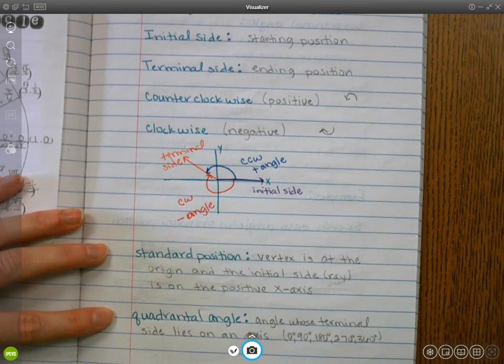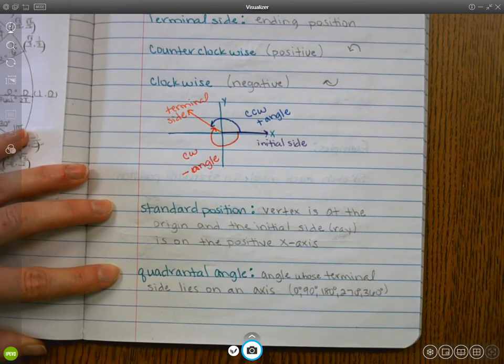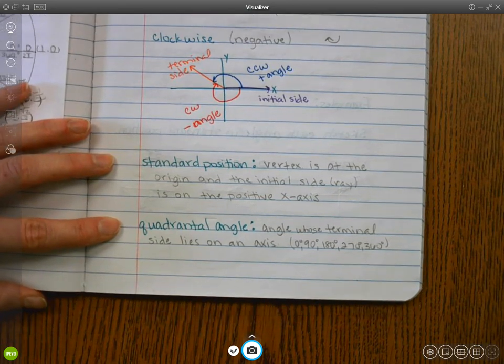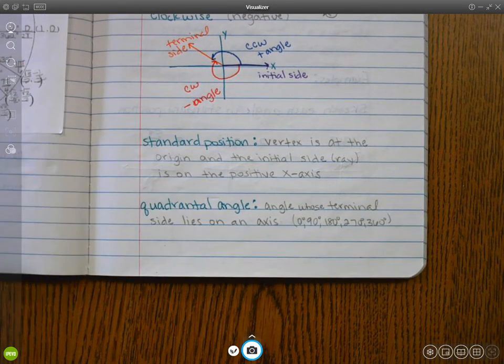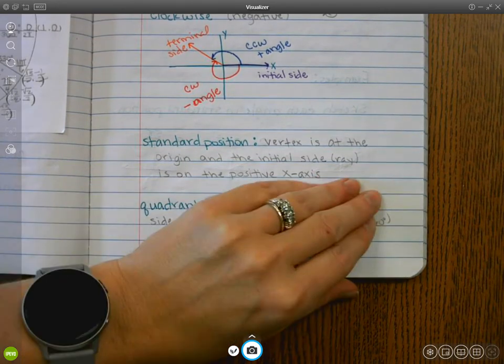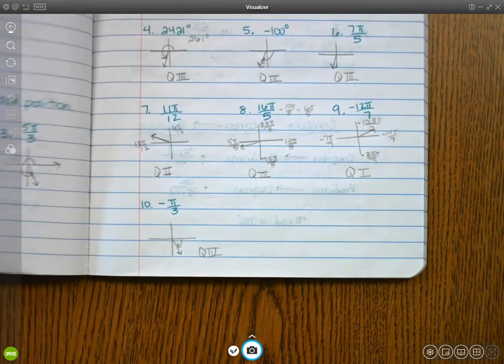Standard position is the vertex is at the origin, the initial side, which is a ray, is on the positive x-axis. A quadrantal angle are the angles whose terminal side lies on an axis. So 0, 90, 180, 270, 360. All right, again, if I go too fast, pause, catch up.